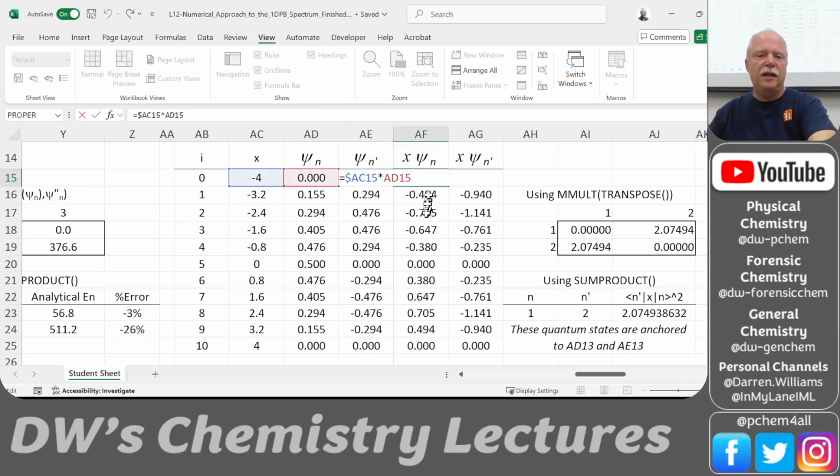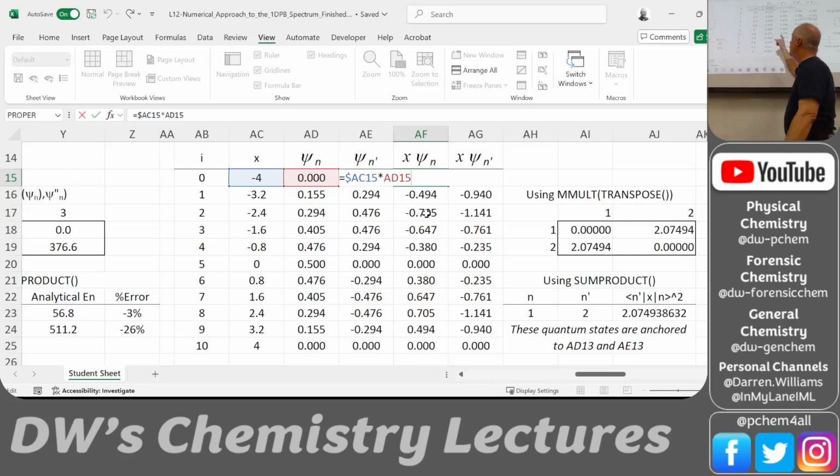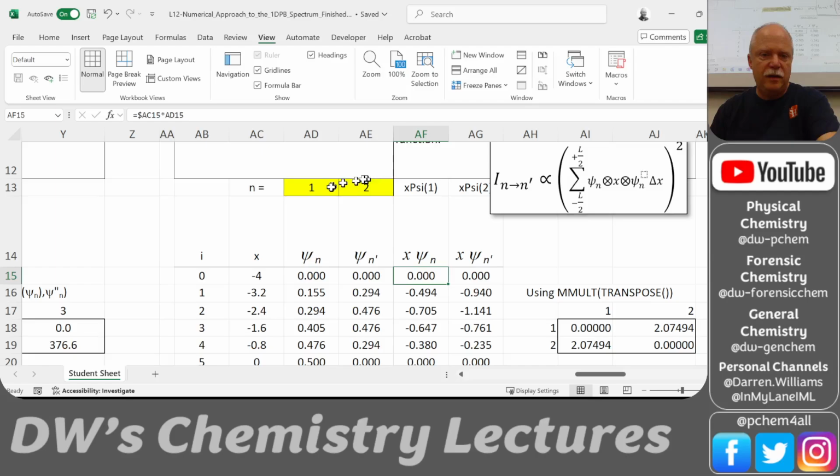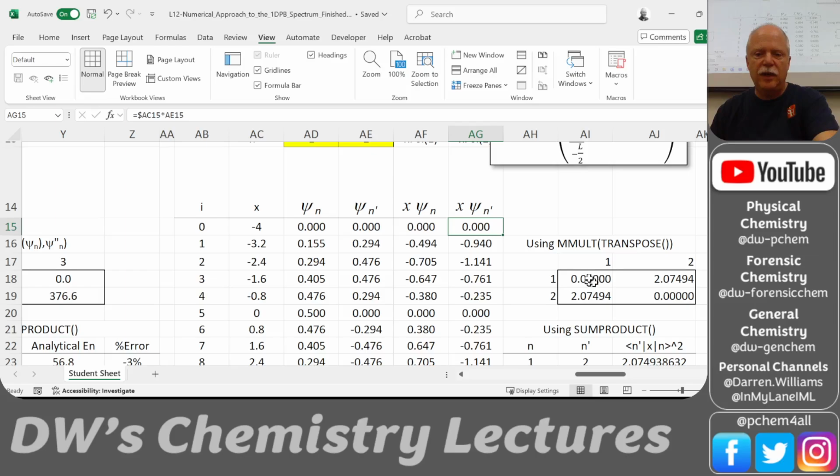Look at x psi. So remember, the transition dipole moment integral is the angle brackets for Dirac notation, and it has the wave function times x times the wave function. So we're going to left multiply that first wave function by x, so x psi. We're going to make that. And so we can see that formula is just the x-axis times the wave function. So in that transition dipole moment integral, that's all we have, x times the wave function. And so that's x times wave function 1. Here's wave function 2, same thing, x times wave function 2. We're going to use the integrals to integrate that over all space.